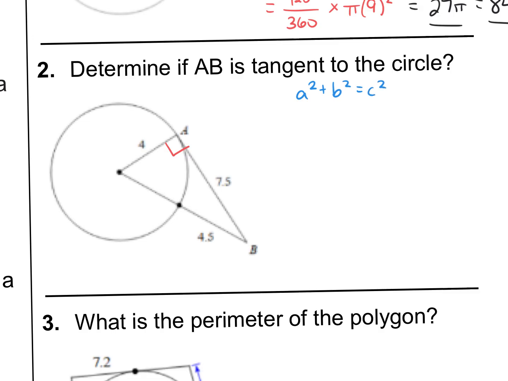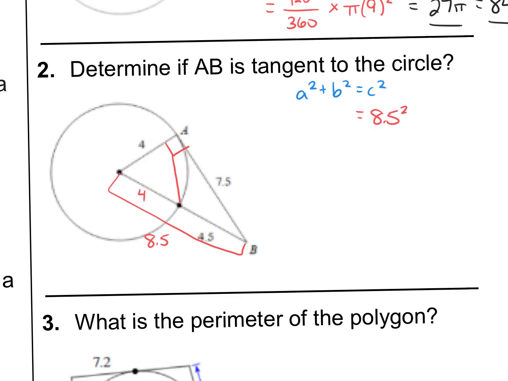Okay, what would my C value be? The hypotenuse. Do I know that yet? Yeah, I can find it, right? Is it just 4.5? No, I'm missing this here. What can I assume that is? It's a radius. 4. Yeah, it's a radius. So if the other radius is 4, this one also has to be 4. So this whole side is 8.5. So our C value is 8.5.